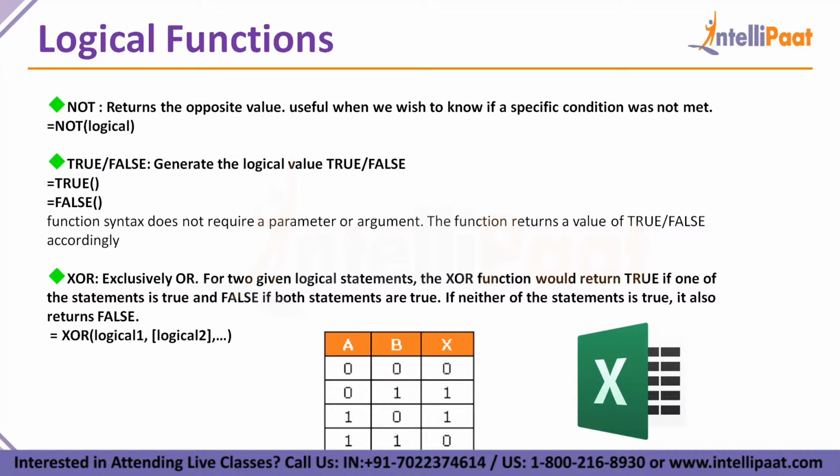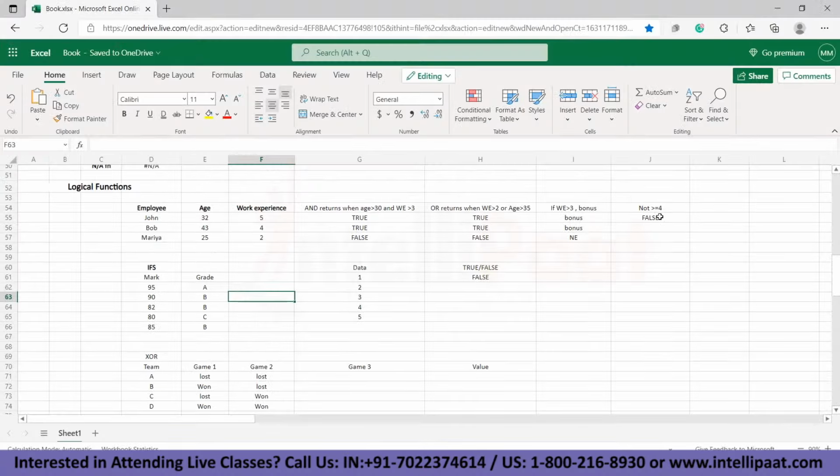Let's see that. And then comes the TRUE or FALSE function. It is simply to generate the value true or false. The syntax goes like this. You don't require any parameter or argument over here. And then comes the exclusive OR function, which we will look at later. But first let's see the NOT function as well as the TRUE or FALSE function. So the condition is work experience not greater than or equal to 4.